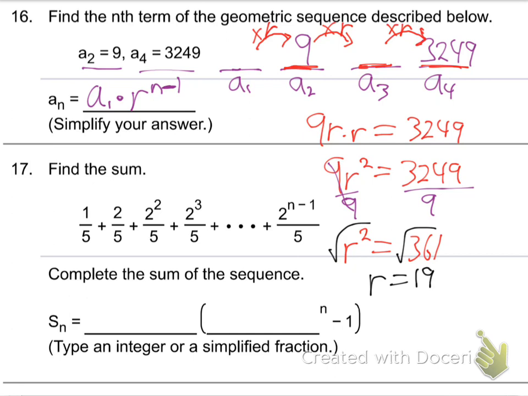So that's right here. That's 19. So the first term would be negative 10? No, couldn't be. So our formula now becomes A1 times 19 to the n minus 1. Our R is 19, right? Now all we need is A1.